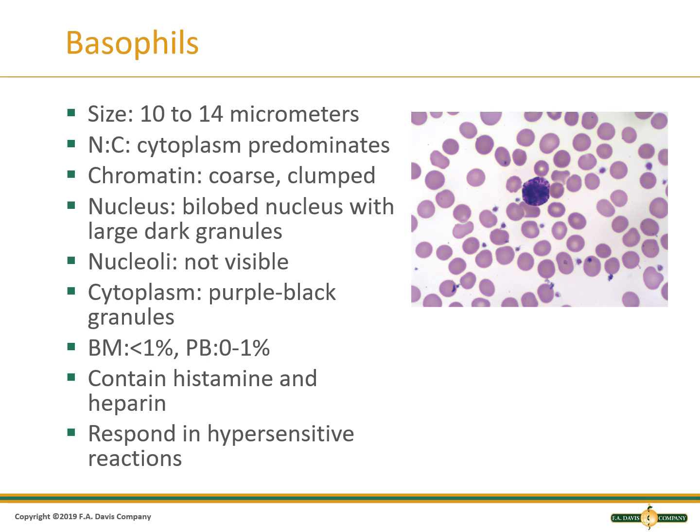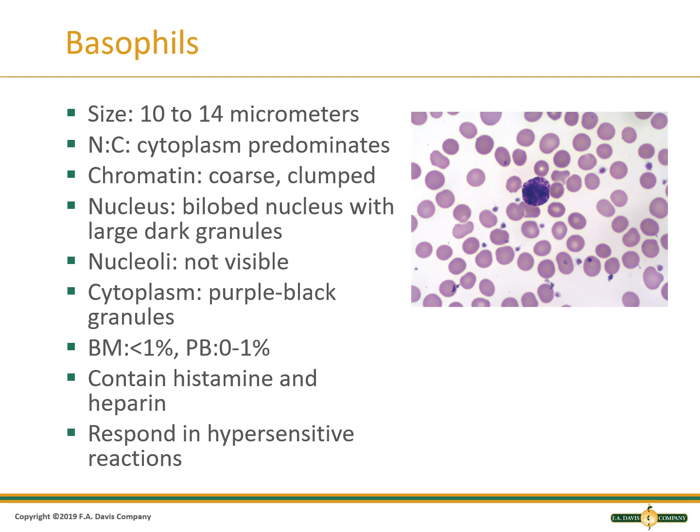Basophils are going to be 10 to 14 micrometers. Again, like the eosinophil, the cytoplasm predominates. It's going to have a very coarse and clumped chromatin pattern in the nucleus. It is typically going to be a bilobed nucleus with large dark granules.